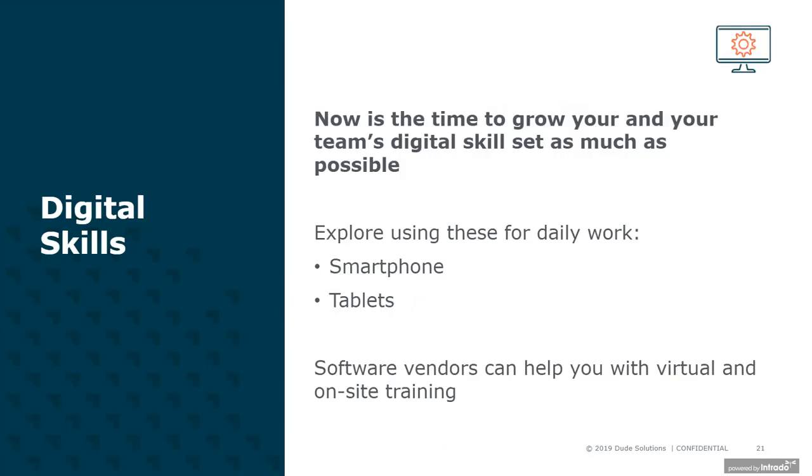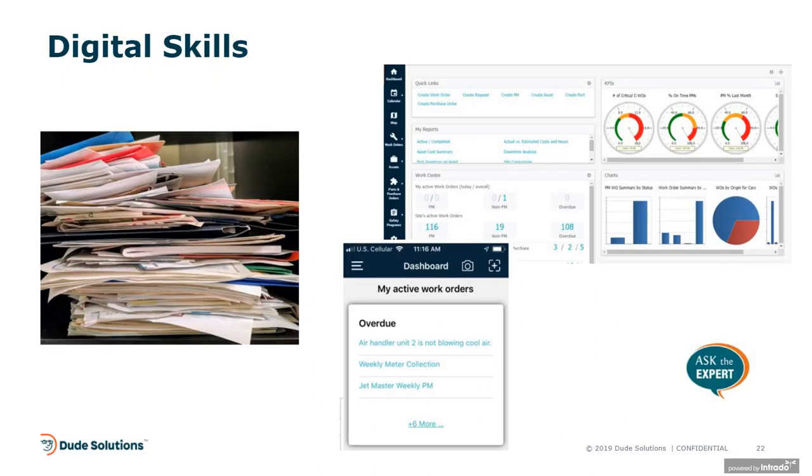Great examples. Thanks, James. So, digital skills. Now, this is where we're crossing over into the software world, and there's great tools to help us. Using a smartphone, using a tablet, using your desktop computer to look at your work orders. There's all kinds of amazing software-related tools that we can use. And your software vendors are there to help you with virtual and on-site training on those digital software-type tools.